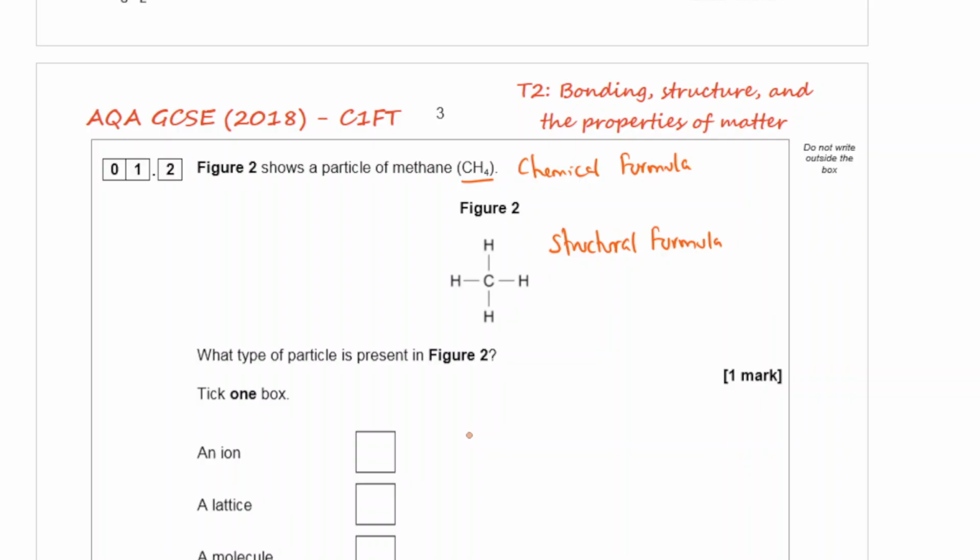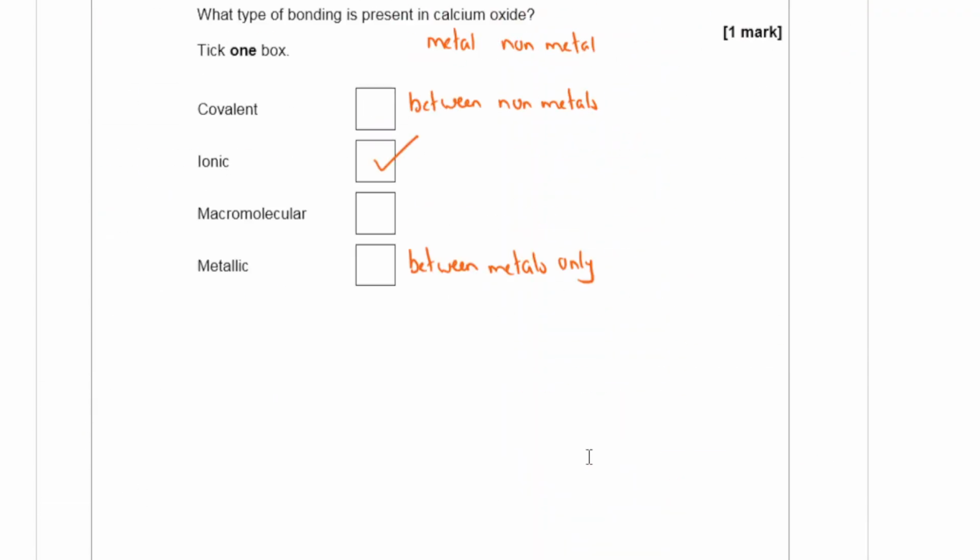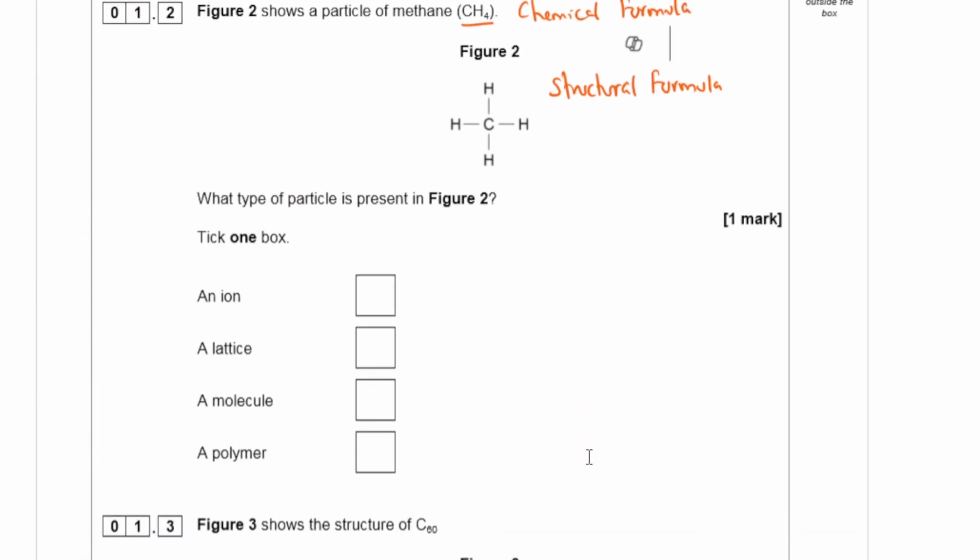What type of particle is present in figure 2? It's not an ion because it doesn't have a charge. It's not a lattice. Now the calcium oxide that we saw in this is a lattice structure. It is a molecule. It's not a polymer because it doesn't have repeated units.